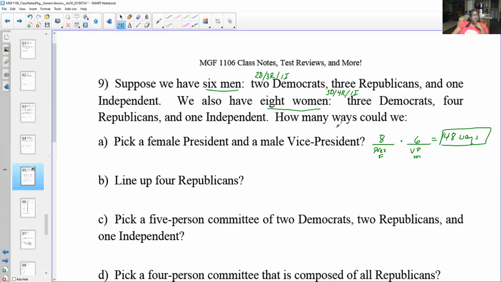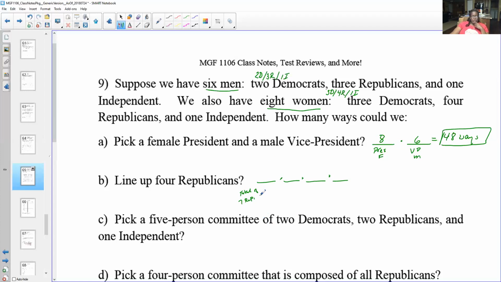Then it says B, line up 4 Republicans. There's our structure. We need 4 lines, so we need to line these up. So 1, 2, 3, 4. They need to be Republicans. Well, now, how many Republicans do we have? 3 here and 4 here. 3 plus 4, that's 7. So we have a total of 7 Republicans.